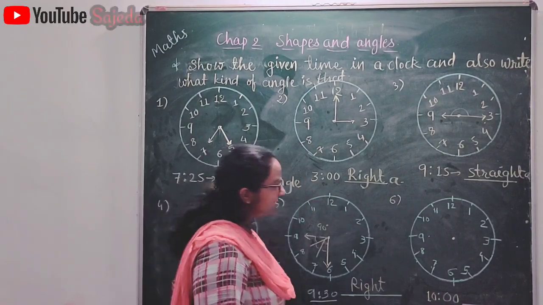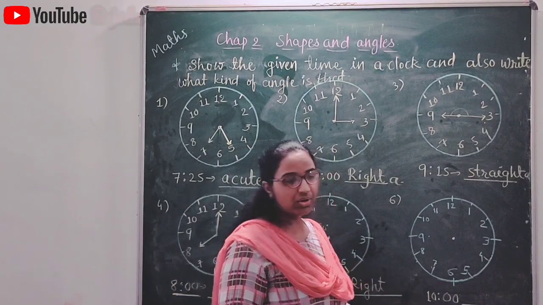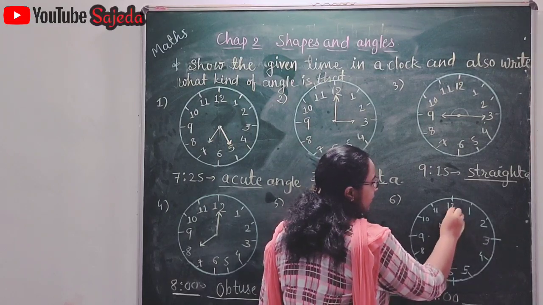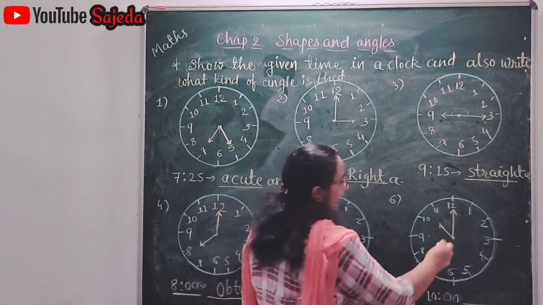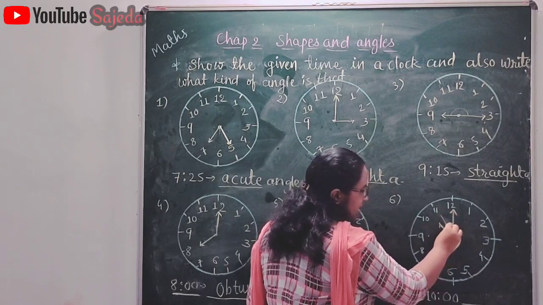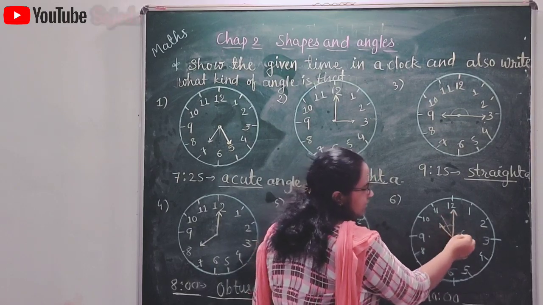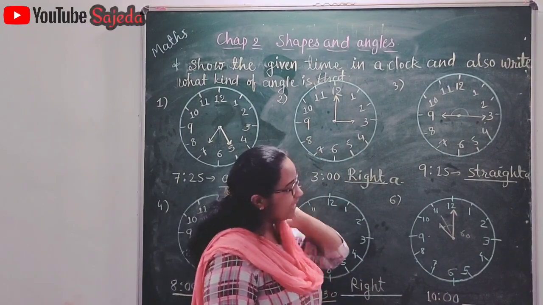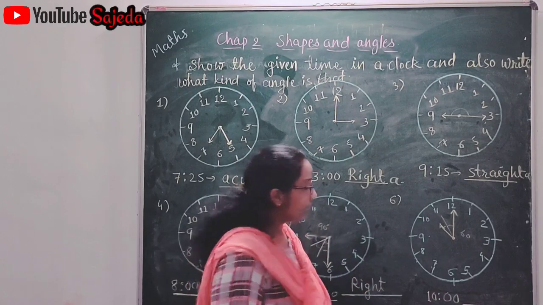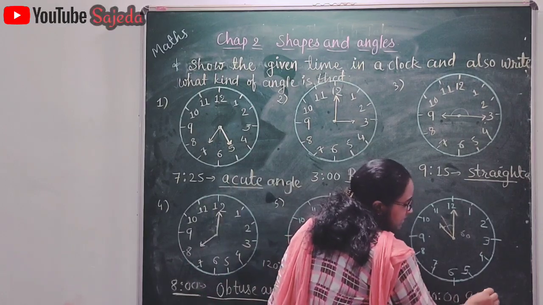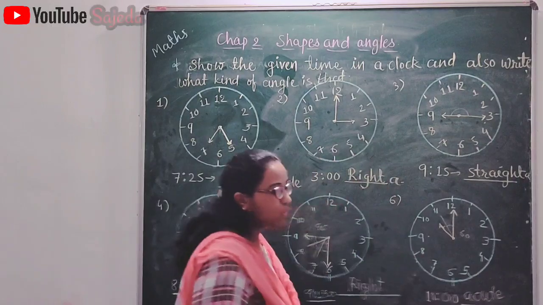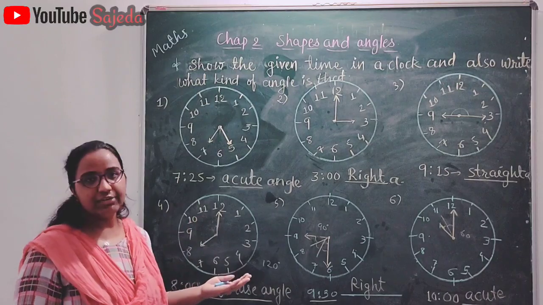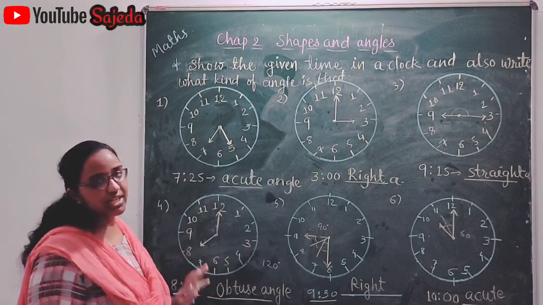Now the next and last one is 10 o'clock. So here small hand will be on 10. Big hand will be on 12. There are only 2 digits, means it forms only 2 angles and total of these 2 angles will be 60 degree. And 60 degree is less than right angle, less than 90 degree. So here it forms acute angle. I hope you all understood this concept, how to recognize, how to identify the angle given in the time.